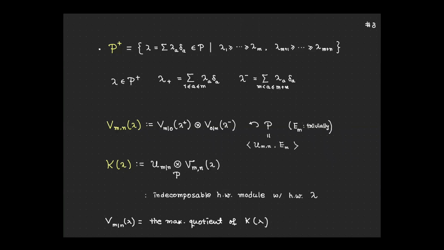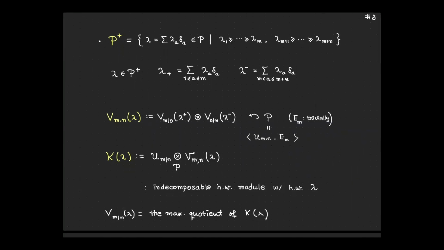Then here it is easy to check that it is an indecomposable highest weight module with the highest weight lambda. And then by standard arguments, we can take its maximal quotient, say M_N of lambda. Be careful: here lambda denotes an arbitrary dominant weight in P plus. Sometimes we use the notation for the mn hook partition when we consider the polynomial representation. Anyway, this is a maximal quotient of K of lambda.